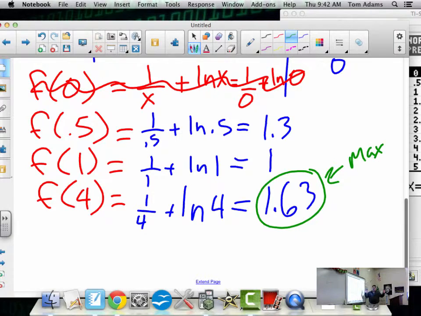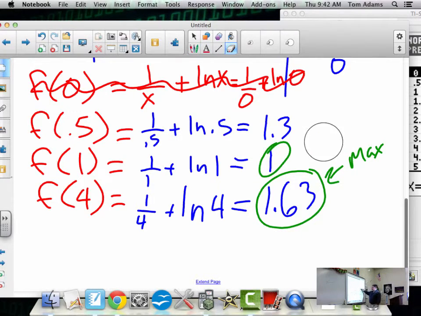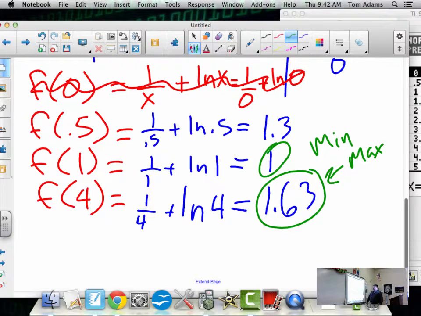Now, notice Mr. Adams didn't show the graph of this at all. What's the minimum value here? 1. So this should be the min. Now this is, oh, why did I write max? So now this 1.3 business is still important, but it's not extreme. Okay?